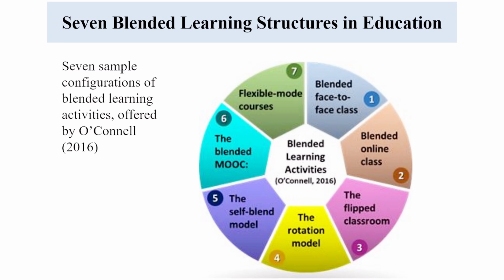Number 6 is very interestingly named the blended MOOC. Many of us are aware of the acronym MOOC, Massive Open Online Course. Number 7 is flexible mode courses. Again, here the word flexible carries with it some judicious mix. So these are the 7 blended learning configurations in education. We will now discuss one by one briefly with its specific nature and characteristics.